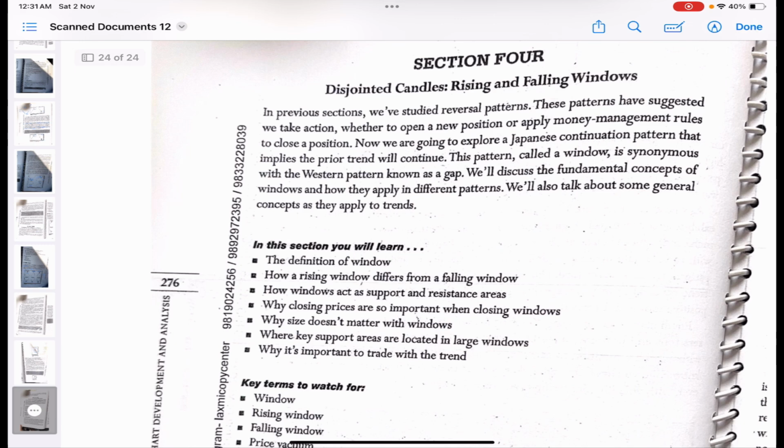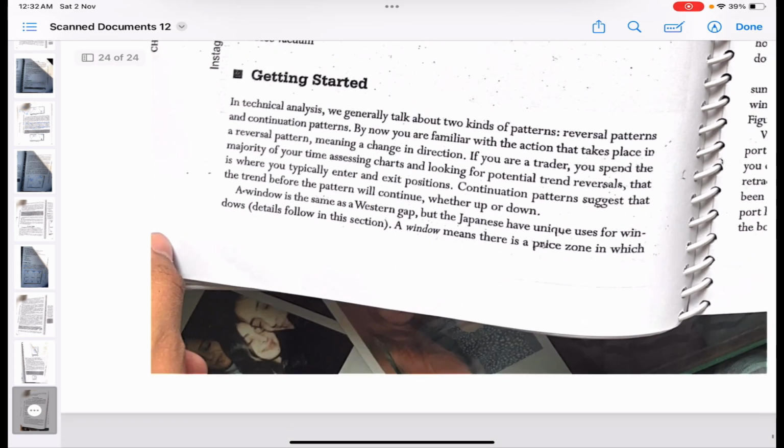Now let's come to disjointed candles and let's start with rising and falling windows. In previous sections, we've studied reversal patterns. These patterns have suggested we take action, whether to open a new position or apply money management rules to close a position. Now we are going to explore a Japanese continuation pattern that implies that the prior trend will continue. This pattern is called a window, synonymous with the Western pattern known as a gap. You know that whenever we talk about windows, we're referring to gaps. We've also done this in level 1. Now let's start with it.